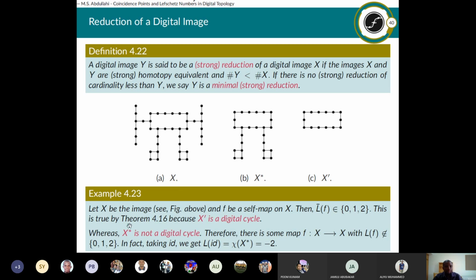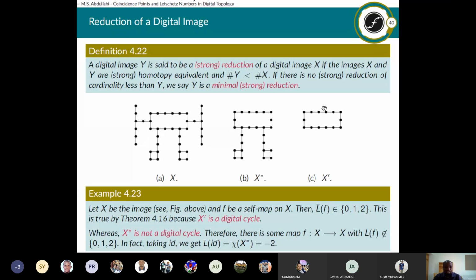And the number of elements in the strong reduction is less than the number of elements in X. One example we can consider is that we want to calculate the Lefschetz number of this image. Because of this reduction, we don't even have to look at it. We know this identity is homotopic to this, and since the cubical Lefschetz number is homotopy invariant, we can just find the Lefschetz number of this simpler image instead of going with this complicated structure.